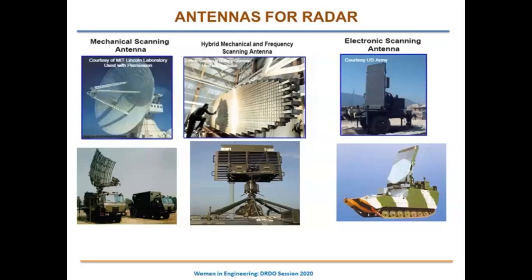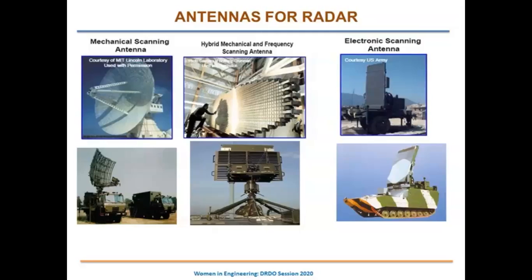So that scanning is basically done through this motor drive. So it is a mechanically scanning antenna. You have an antenna and a drive, and this is by MIT, and this is our radar developed by LRDE, a parabolic reflector fed by a horn antenna. So this is an antenna which is mechanically rotated to scan the full volume.